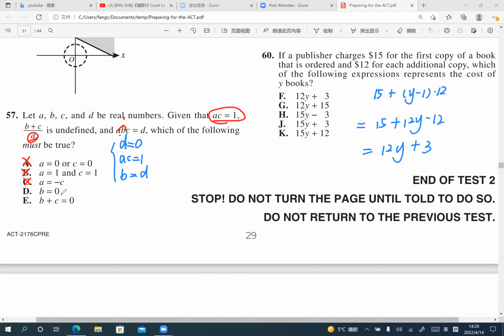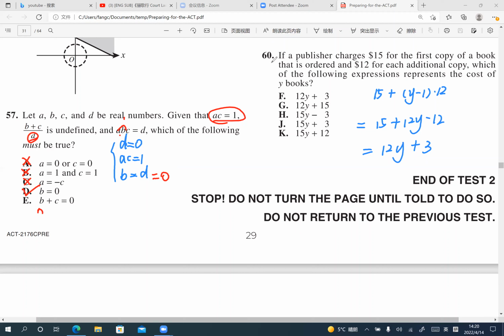Option D, B equals 0. Since D equals 0 and B equals D, B also should be equal to 0. So option D is correct. Option E, B plus C equals 0. We are not sure. We only know B equals 0.